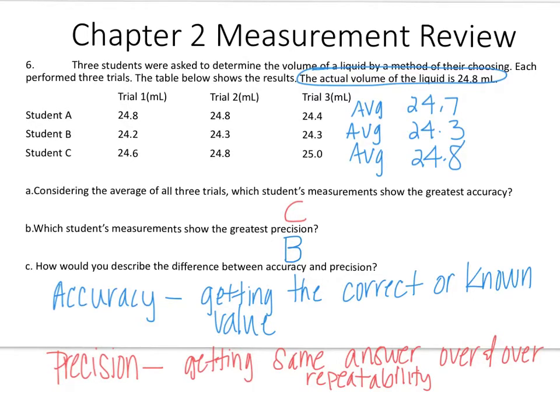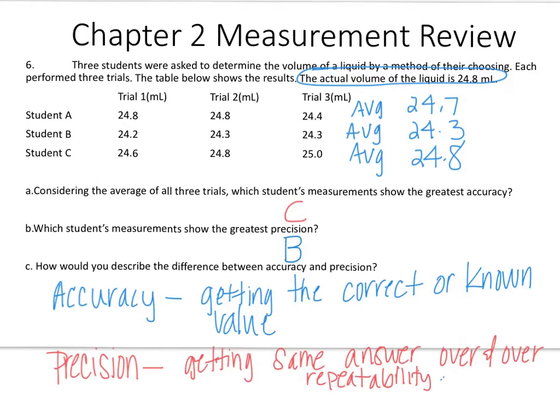Get them straight in your heads. Accuracy is how accurate you are. Are you getting the real or the true value? In this case, when we talked about the dartboard, that would be hitting it in the bullseye. And then precision is getting the same answer over and over, or repeatability. Can I get the same thing every time?